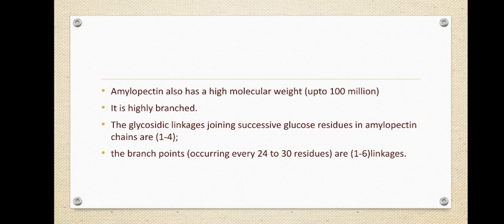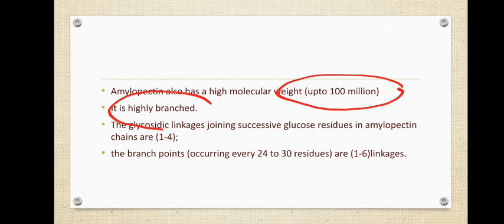Now, usually we have certain points to remember. Its molecular weight is higher compared to amylose, and it is highly branched. Remember, amylose is unbranched, amylopectin is highly branched. In amylose, you find 1,4 linkages. In case of amylopectin, in addition to 1,4, there is also 1,6 linkage.